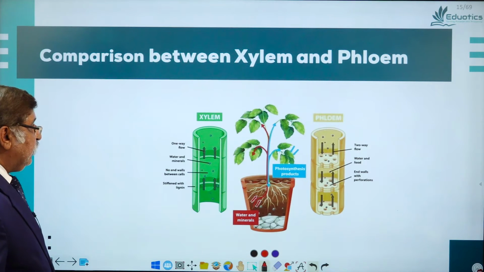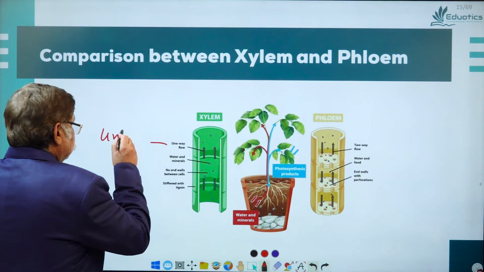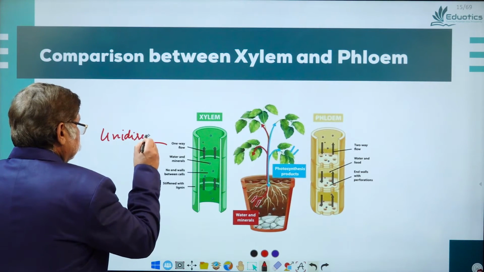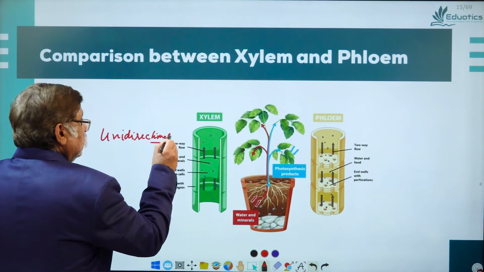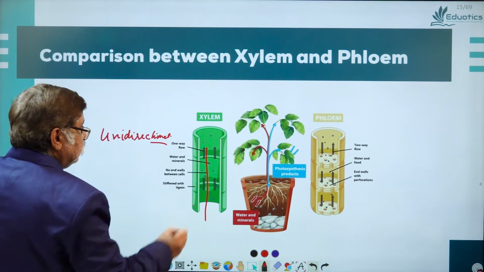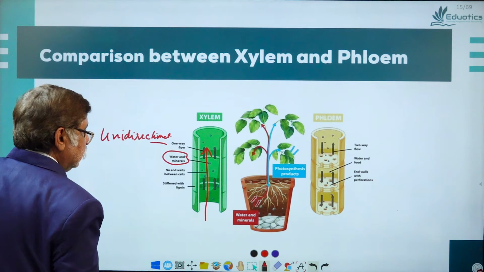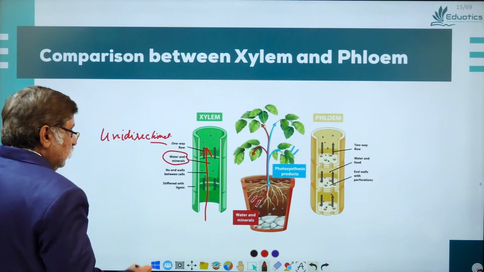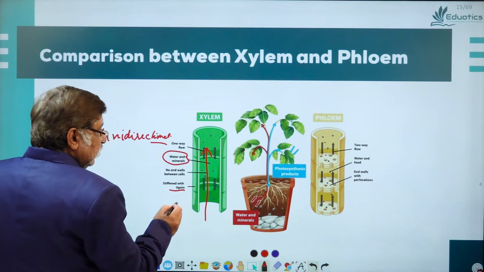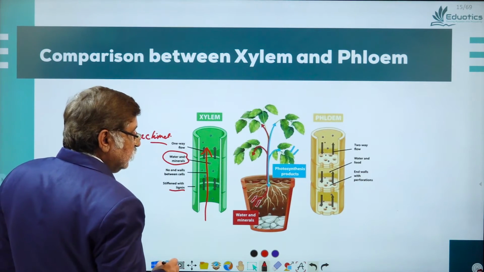Comparison between xylem and phloem. Xylem conduction is unidirectional, from bottom to top, and it conducts water and minerals. The walls are thickened with lignin and do not have any end walls.